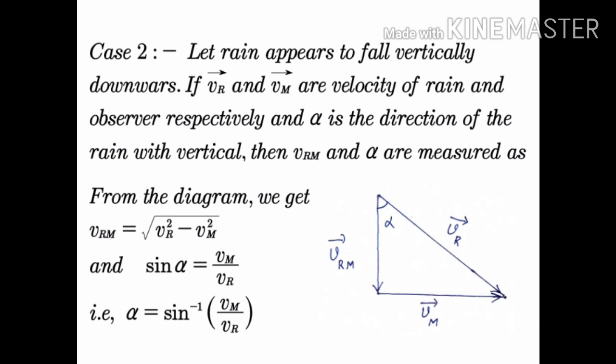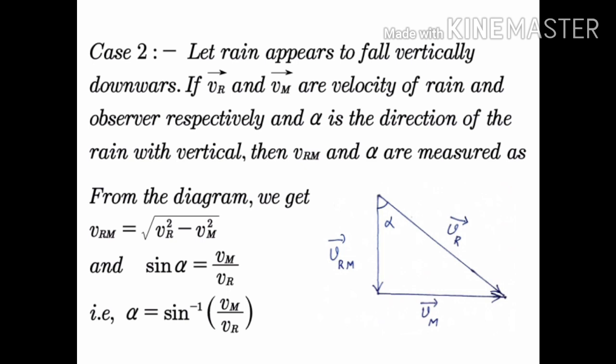In this case, VR bar and VM bar are taken such that their final points are coincided. By joining the initial points of VR bar and VM bar, you can get VRM bar, and from that diagram we can get VRM value as root of VR square minus VM square. We can find alpha by using sin alpha, because VM and VR values are generally given. Therefore sin alpha is equal to VM by VR, and alpha is equal to sin inverse of VM by VR. So this is about case 2.